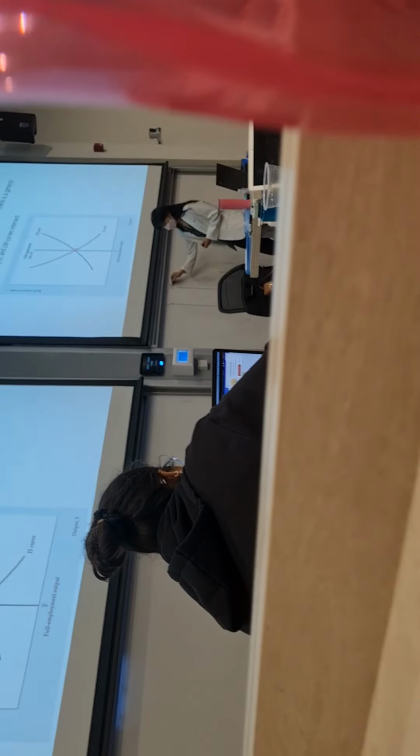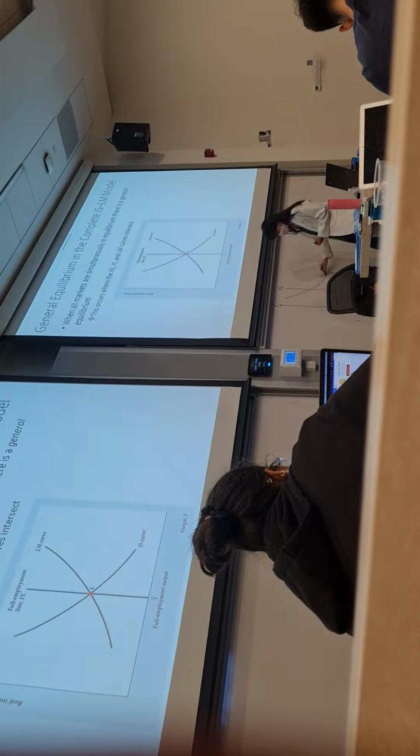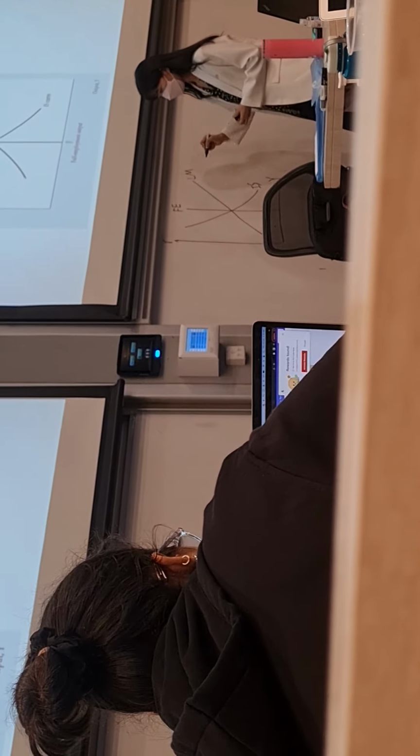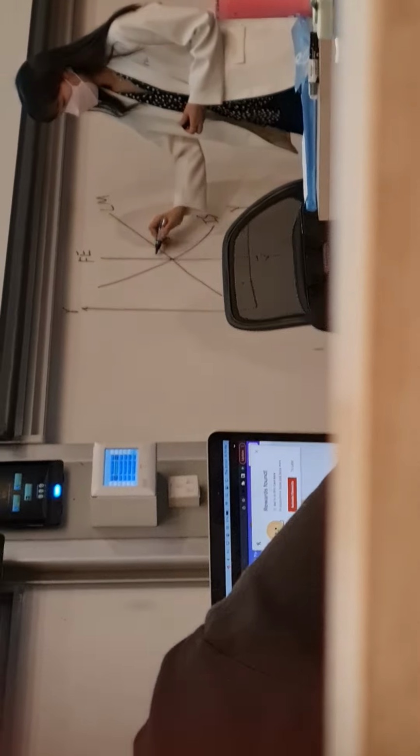On the vertical axis, the real output on the horizontal axis, and we can draw a vertical FE line, a downward sloping IS, and an upward sloping LM. We can find that these three curves intersect at point E.